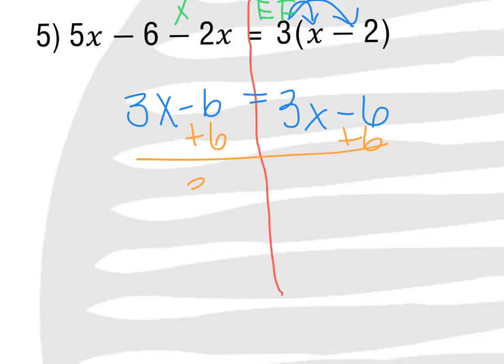So now I have 3x equals 3x. Well, I'm supposed to have everything with an x over here on the left, which means this 3x on the right needs to move. So I'm going to minus 3x from both sides. Well, they cancel, and I get 0, and they cancel again, and I get 0.